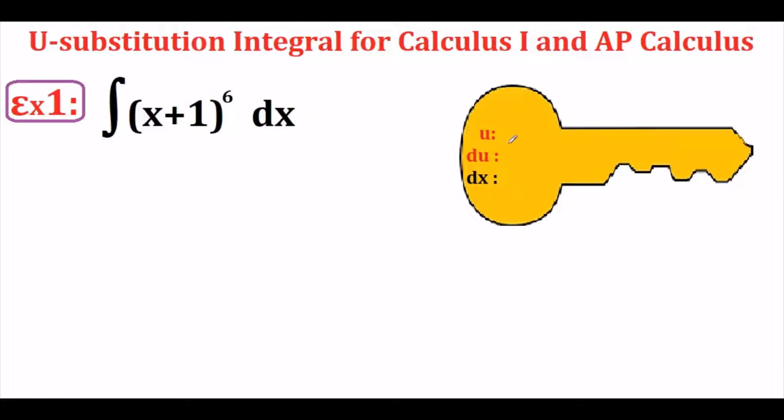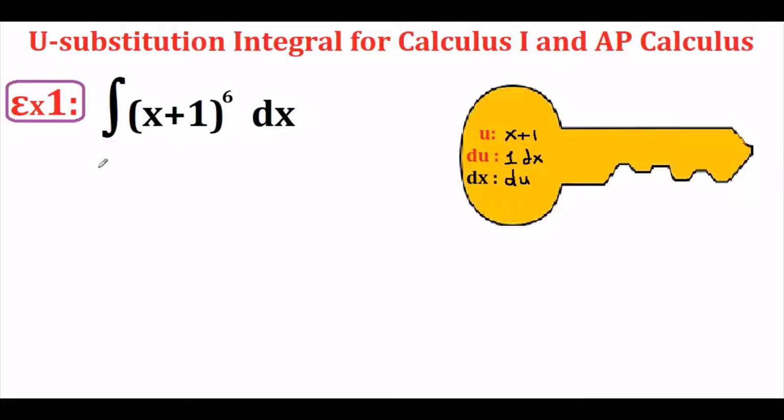In this integral we're going to call x plus 1 u. So let your u become x plus 1. Then du will be the derivative of this. Derivative of x is 1, derivative of 1 is 0. And because we do it with respect to x, we attach the dx. And here dx is equal to du.